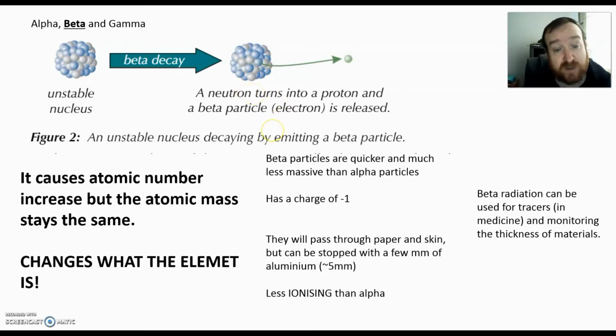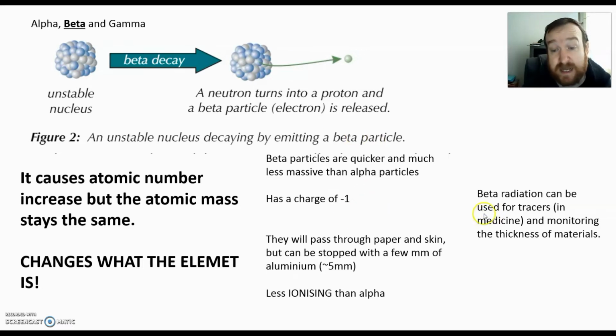Now beta particles are quicker and much less massive than alpha particles. Okay, it's very close to zero mass. Okay, it's got a charge of -1, just like an electron. It will pass through paper, through skin, but it can be stopped by a few millimeters of aluminium, it's like 5 millimeters. Okay, it is less ionizing than alpha particles. Less ionizing.